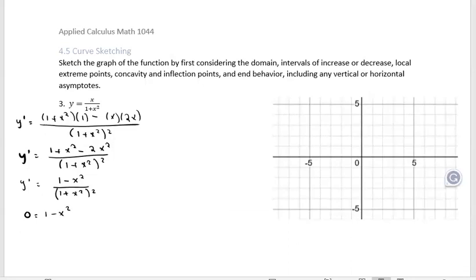So where are we going to get 0 in the numerator? So it looks like we'll have 1 is equal to x squared. So it looks like positive or negative 1 will be equal to x. So we'll have two places that we need to break our interval for this one.